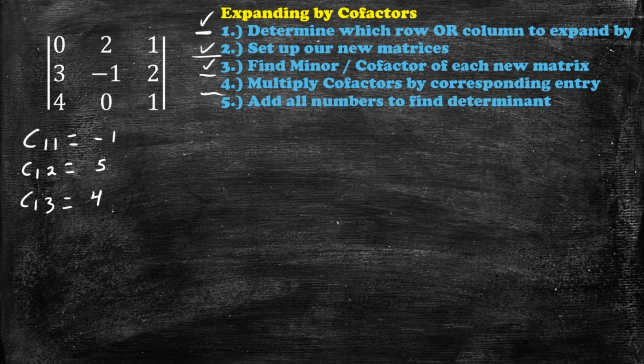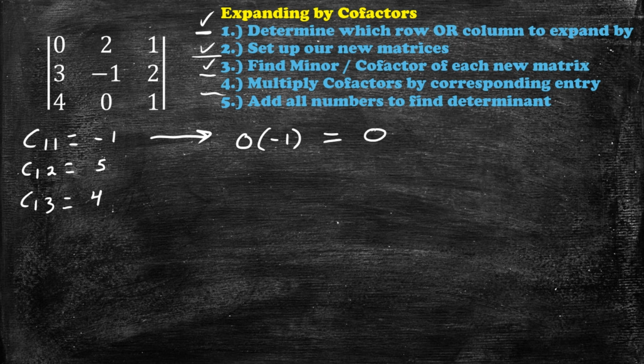Continuing on here. So we found all of our cofactors. Now, step 4 is to multiply the cofactors by the corresponding entry. Okay, so let's look at this first one here, C11. So that 1,1 represents the entry in the first row and first column. So that entry is 0. And we have to multiply that by our cofactor, which is -1. And that is going to equal 0.